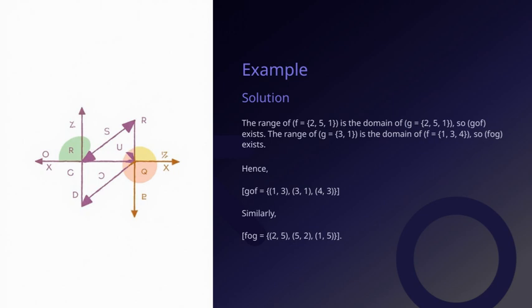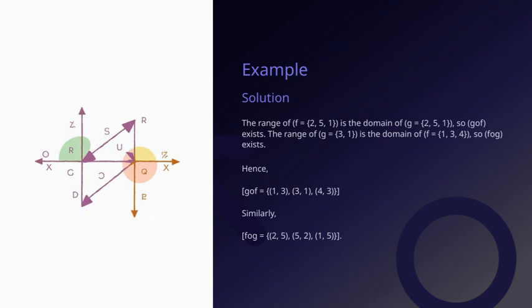Now notice that the range of the function f, which is 2, 5, 1, matches the domain of g, which is 2, 5, 1. This means that the composition g of f exists because the output values of f are suitable as input values for g. On the other hand, the range of g, which is 3, 1, is the set of outputs of g. The domain of f, however, is 1, 3, 4. Since the range of g overlaps with the domain of f, the composition f of g exists as well.